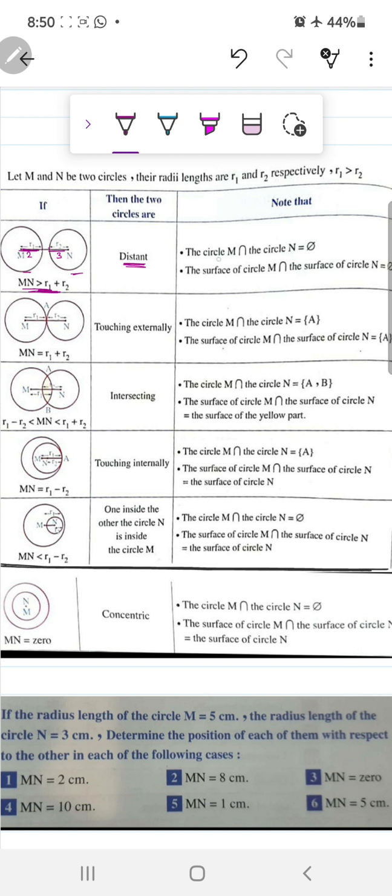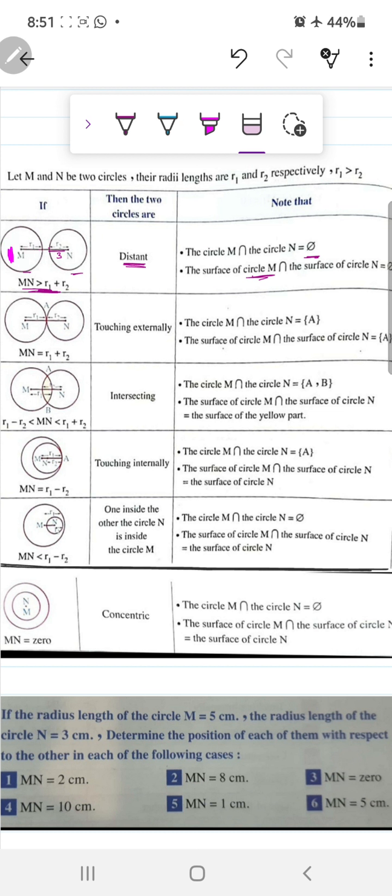Here we have the circle M intersection circle N, of course phi. And we also have the surface of the circle M intersection the surface of the circle N equals also phi. And we said before, the surface means the whole circle, like here, the shaded part. So the intersection between their surfaces equals phi.